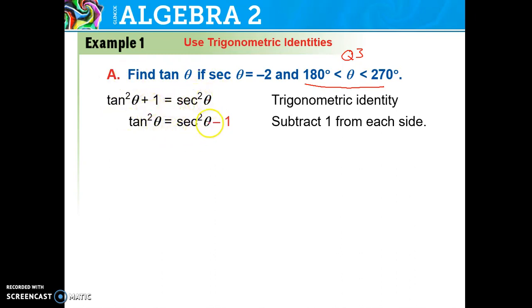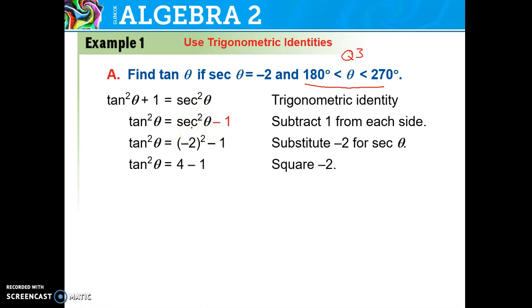So I'm going to subtract the 1 from both sides. And then I'm going to plug in what I know. I know that the secant of theta is -2, so the secant squared of theta is -2 quantity squared. Substitute it in, and I just simplify. So -2 quantity squared is 4. 4 minus 1 is 3, so I have tangent squared of theta is equal to 3.